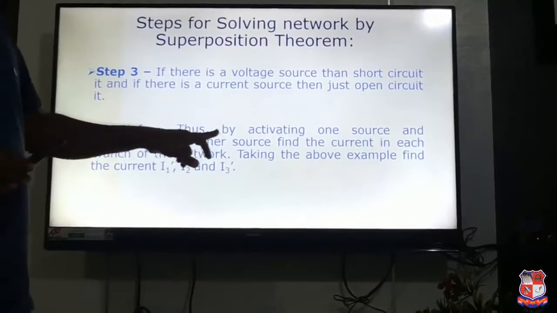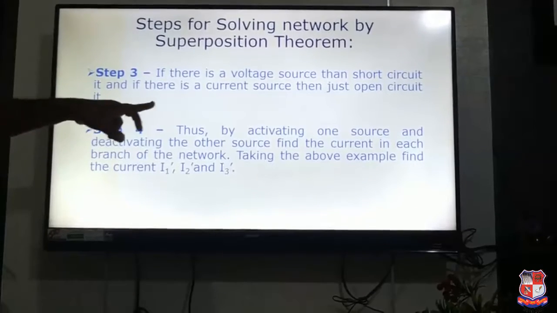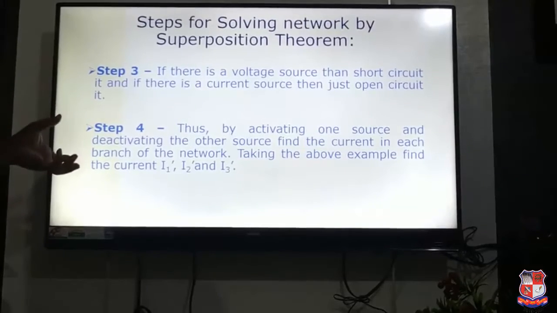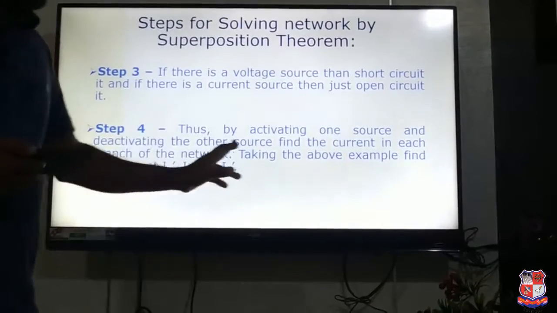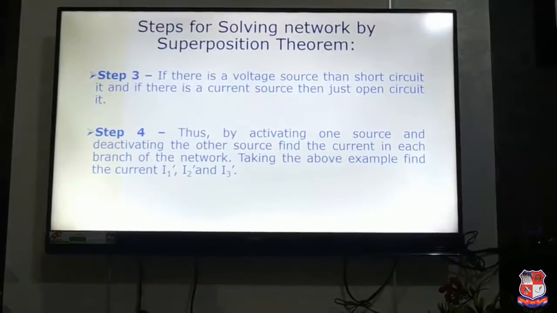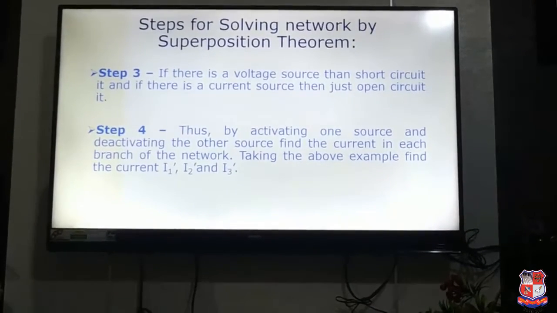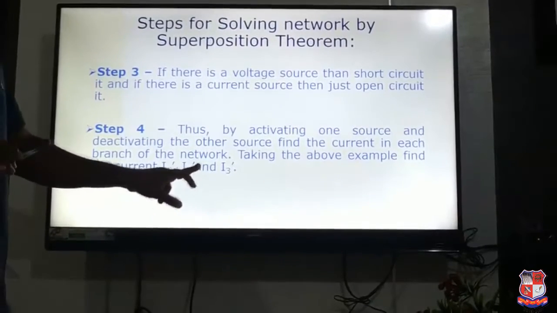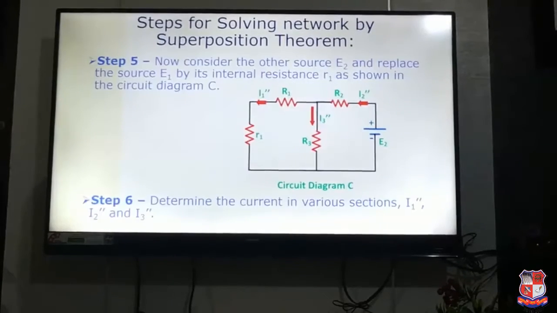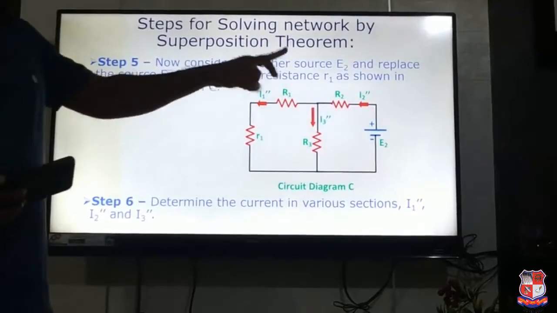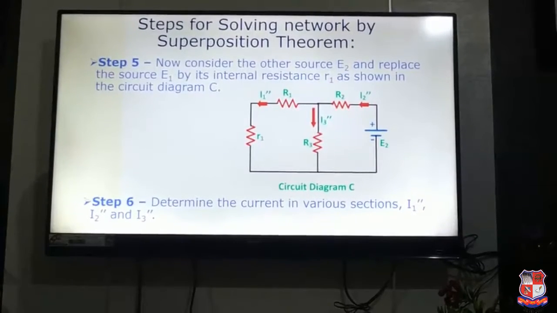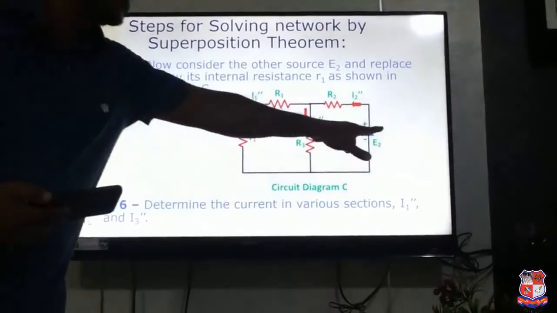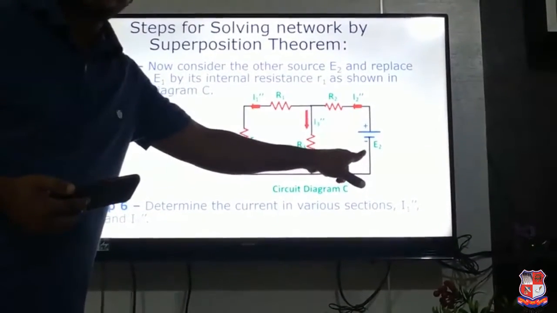Step 4, by activating one source and deactivating the other source, find the current in each branch of the network. We have to activate one source and deactivate the other source, and for that circuit we have to find the current flowing in each branch of the network, and those currents are indicated by I1 dash, I2 dash and I3 dash. Fifth step, now consider the other source E2 and replace the source E1 by its internal resistance as shown in figure. The circuit diagram is like this. Okay, so here we are applying only E2 source.